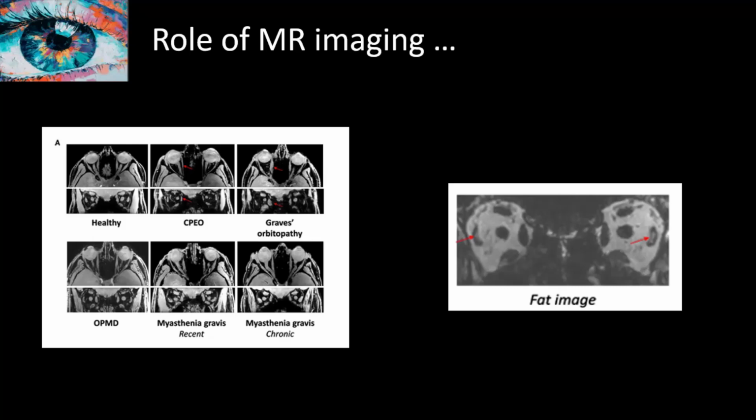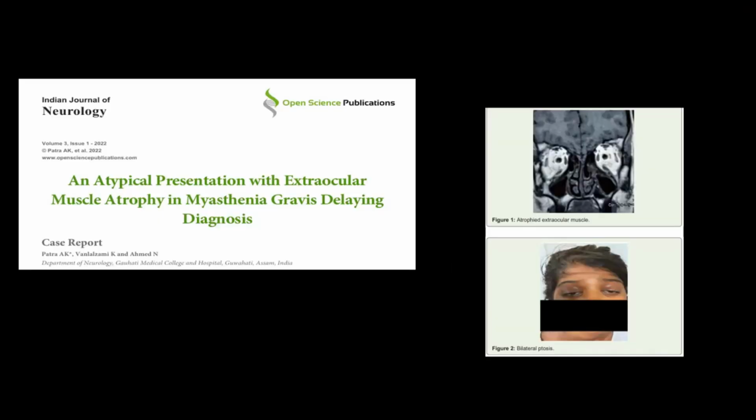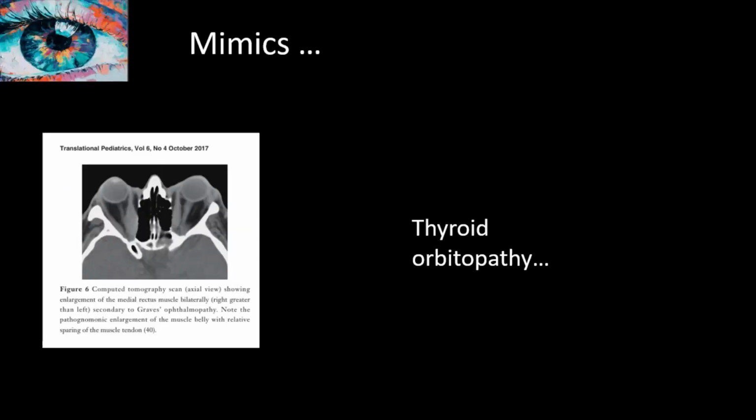So I just wanted to show that there can be fat infiltration within the muscle in myasthenia gravis because it is an inflammatory disorder. So automatically there will be fat infiltration. This was a case report which showed extraocular muscle atrophy in myasthenia gravis. Again, this is another case report which was very recently published in 2022, showing severe extraocular muscle atrophy. Almost the muscle is looking like a thin slit, severe extraocular muscle atrophy in a chronic case of myasthenia.